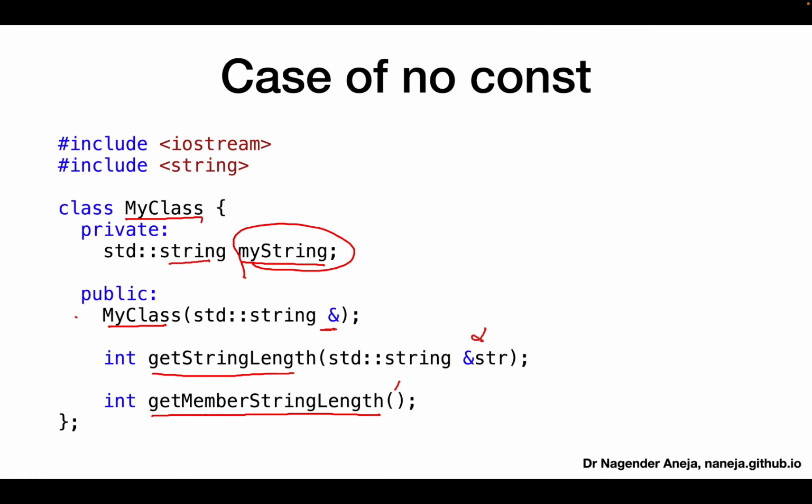So we have a constructor that receives the value and assigns it to myString. getStringLength receives a string and returns the length of the string that has been received. It has nothing to do with myString. And then we have getMemberStringLength, which has nothing to do with what string we pass, but whatever the value of myString is, that must be returned.